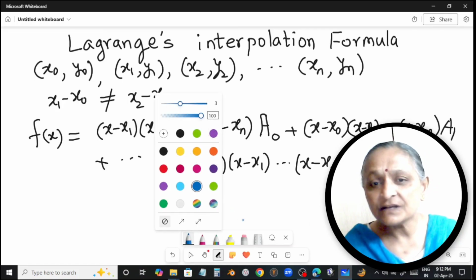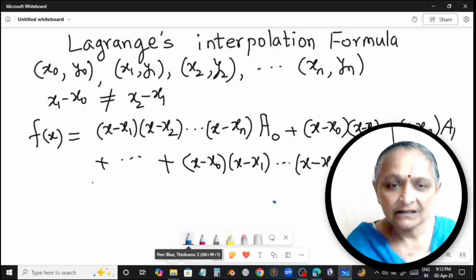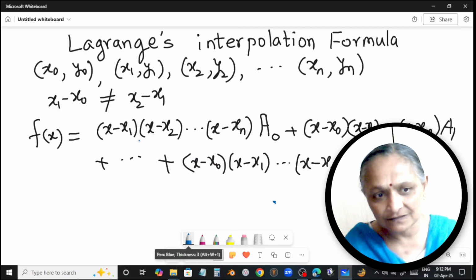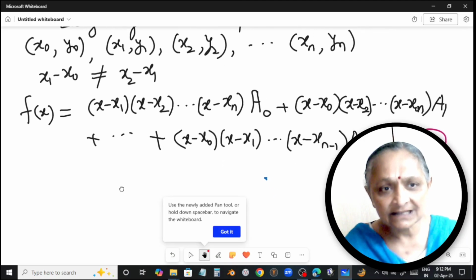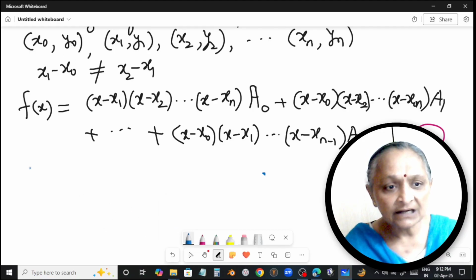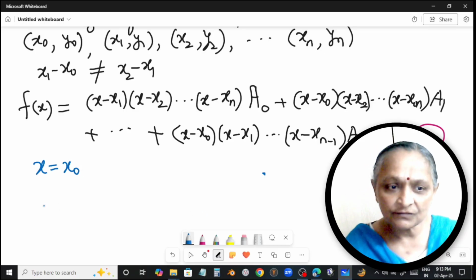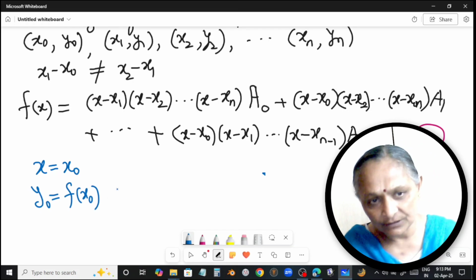How are these points we have selected? So they match on the given set of points. Meaning, if I put x as x naught, the functional value should match with y naught. That is the condition. So let us proceed. Let us put x equal to x naught here. If I put x equal to x naught, this becomes y naught. So at x naught, the functional value is y naught.